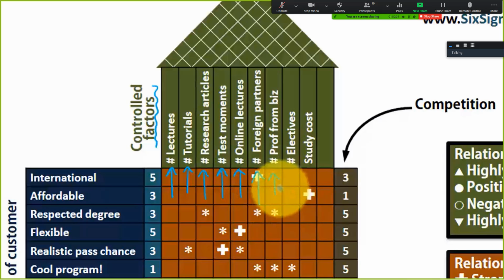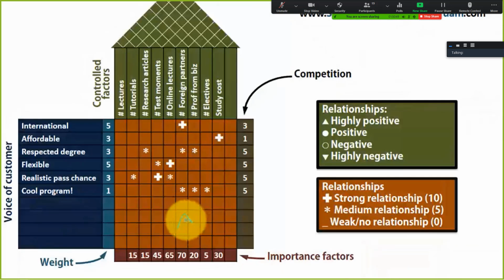The number of professors from the business world that maybe bring with them all kinds of interesting and cool stories that help to give the program a little bit of spice, a little bit of practical flavor. The number of elective courses, of course, we control, and the study cost is also something that we control. We also control a lot more, but we cut it off at this point because this is just meant to be an example. Now here in the middle part, you see all kinds of symbols scattered throughout.